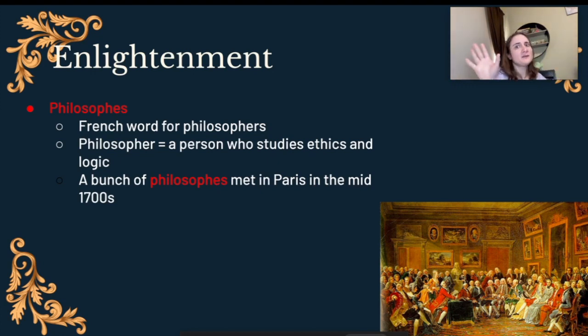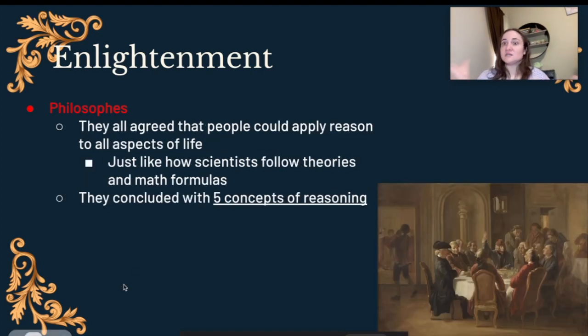So we talked a little bit about philosophers in Unit 1 when we talked about the Greek unit. So in the mid-1700s, a bunch of philosophers came together in Paris, France, and they talked about a bunch of stuff and kind of made rules about philosophy. So they all agreed that people could apply reason to all aspects of life, okay? So just like how scientists follow theories and math formulas, philosophers would also follow theories and reasons, okay?